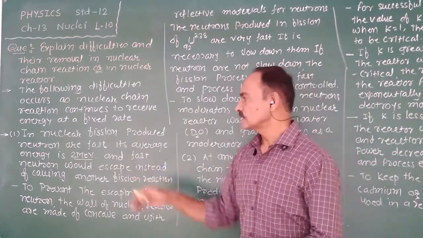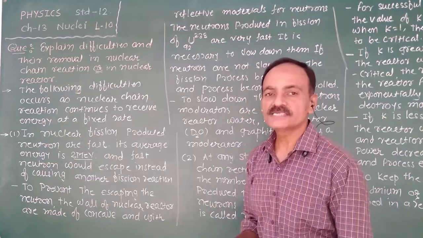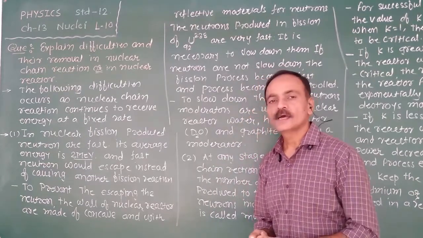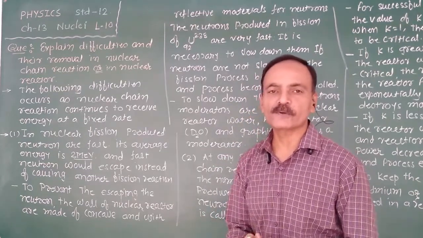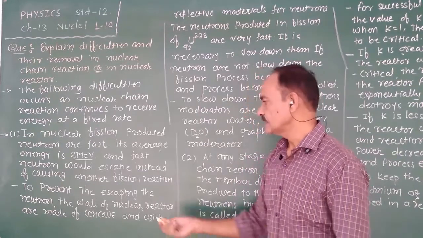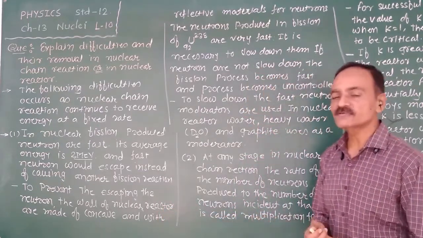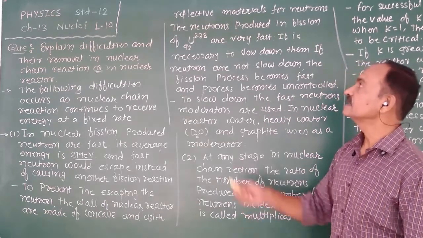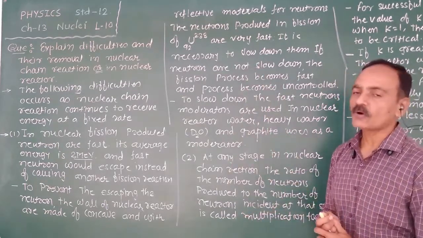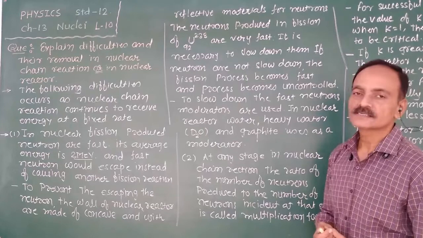Instead of causing another fission process. To prevent the neutrons from escaping the fission material, nuclear reactors are made with a concave surface with a reflecting material for the neutrons.